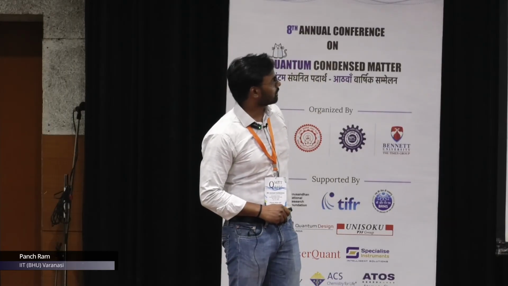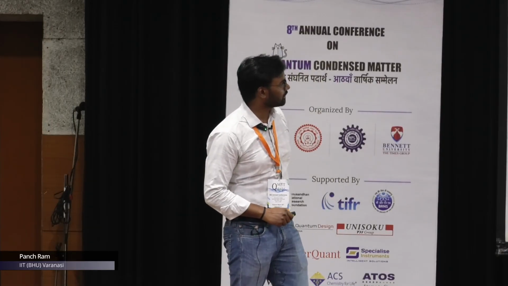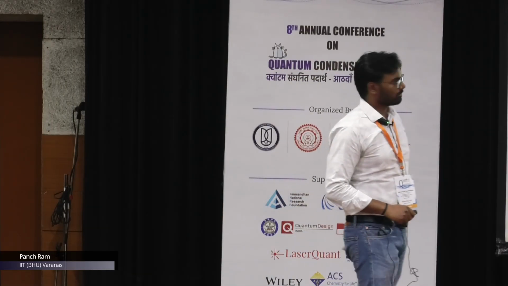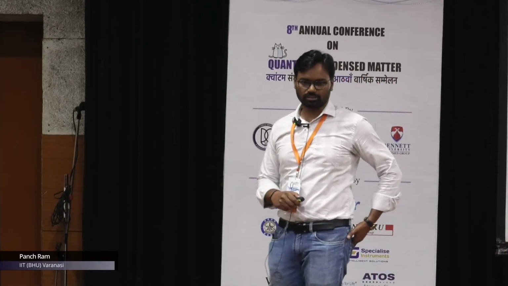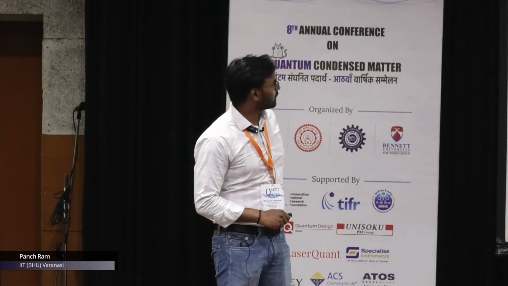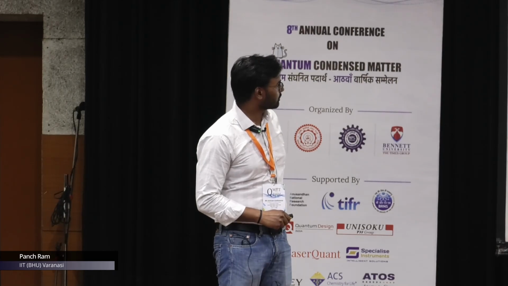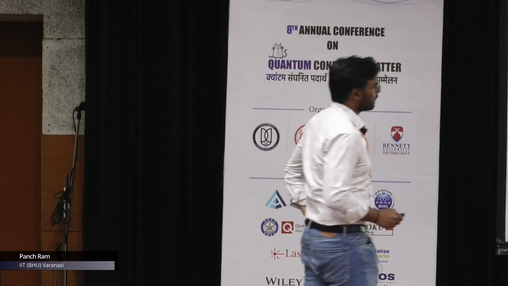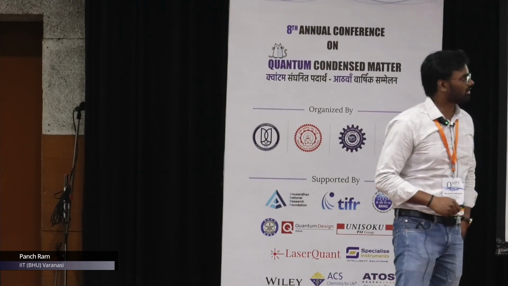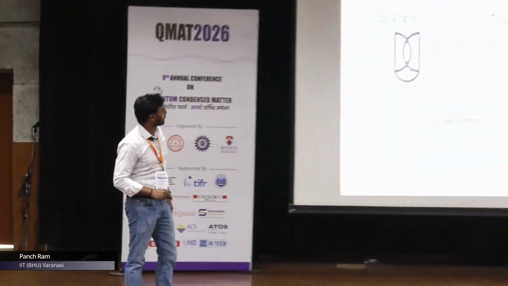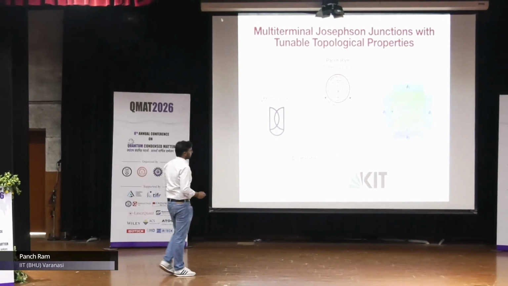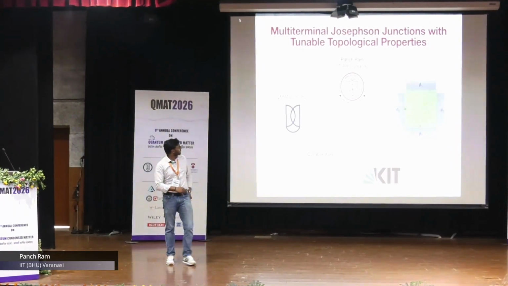We have a green region, which is the normal region, and there are four superconductors attached to it. As you see here, these curves are the four of them. A gate is applied to control the electrons inside the system. So let's begin.